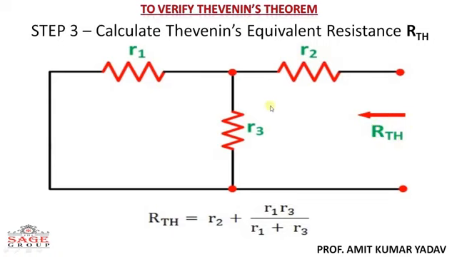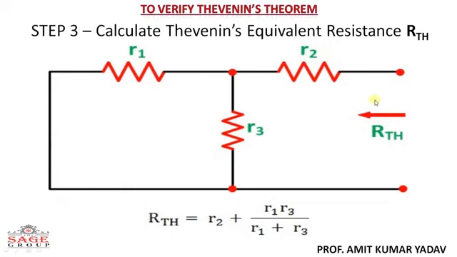And second thing, you have to just neglect the sources connected in the circuit. Suppose if you have a voltage source, then just short circuit its terminal, and suppose if you have a current source, then open circuit the terminal of the current source. Now in this circuit, as you know, it has only one single voltage source, so I have removed that voltage source and short circuited its terminal here.